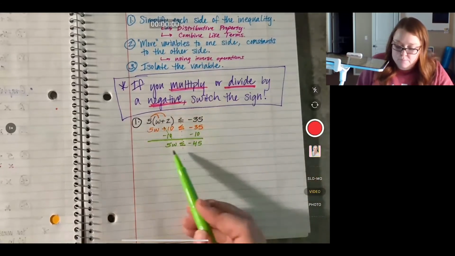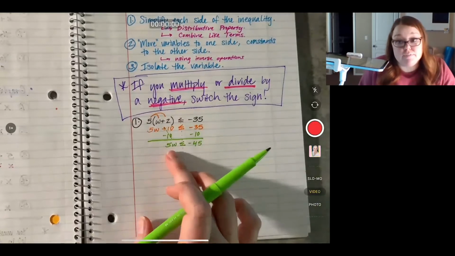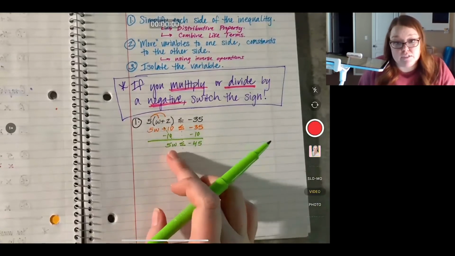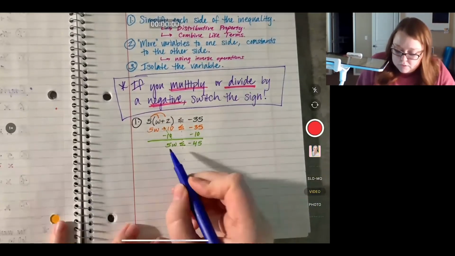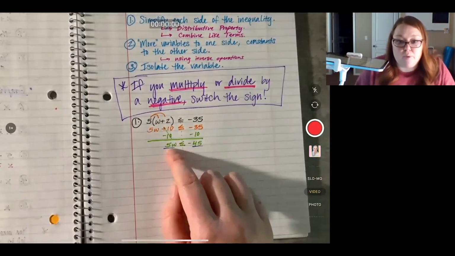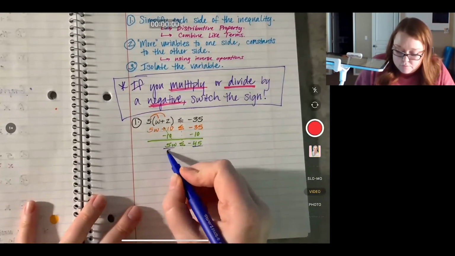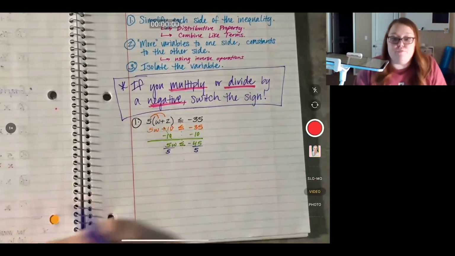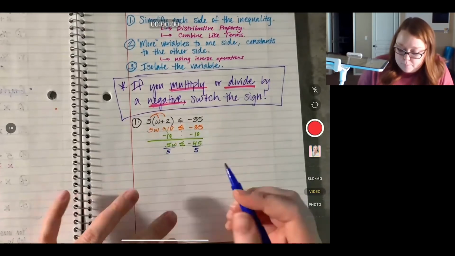So really, it's this last step you have to be careful on, because more than likely you are going to divide by something on the last step to get w by itself or x by itself. So look right here. What are we going to divide by to get w by itself? Do we divide by a positive or negative? We divide by a positive 5. If you divide by a positive, do you have to switch the sign? No. It's only if you divide by a negative.